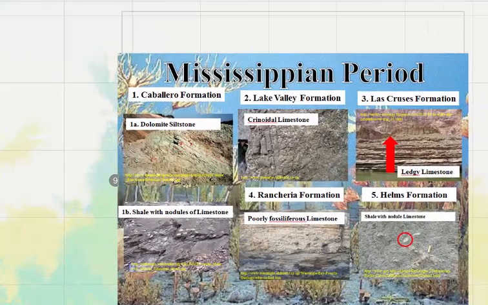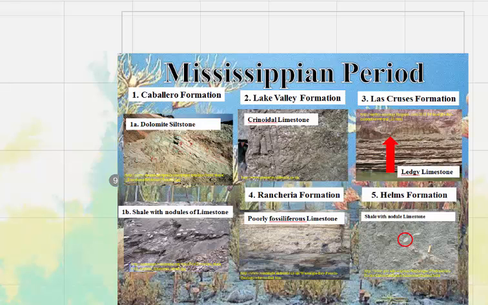Next, we have the Mississippian period, which can be broken down into five different formations. First off is the Caballero formation, which consists of two units. One would be the dolomite siltstone, and the second unit would be a shale with nodular limestones.